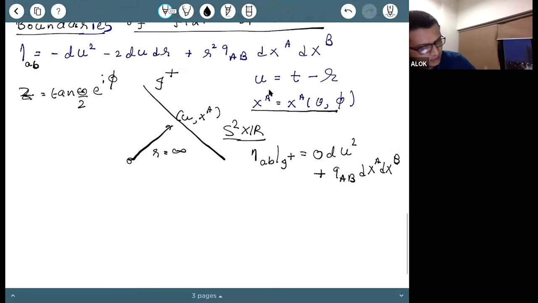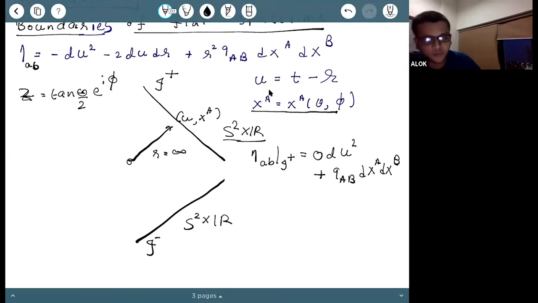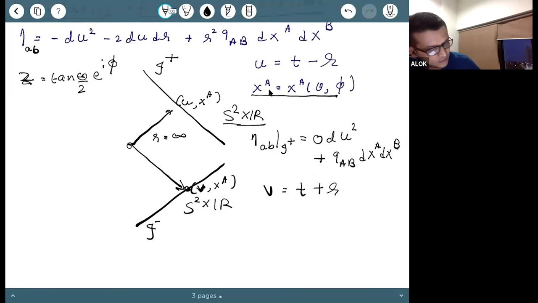Similarly, if you work with advanced coordinates, then we get a different boundary, not really connected to future null infinity, which is called scri minus, with the same structure. That is obtained if you keep r fixed and you track back to constant v coordinate, where v is of course the advanced time. Probably things that most people are familiar with.